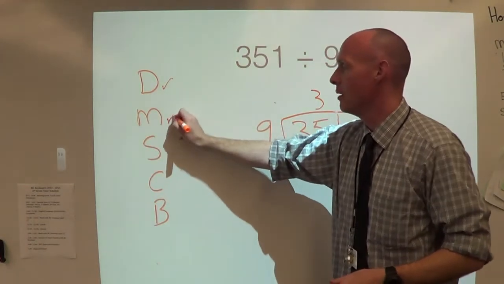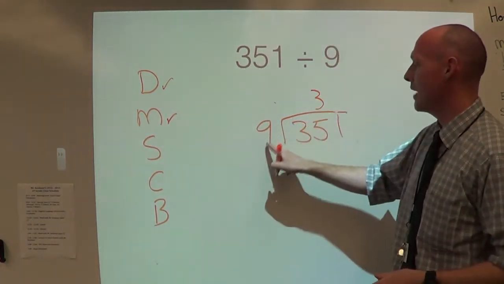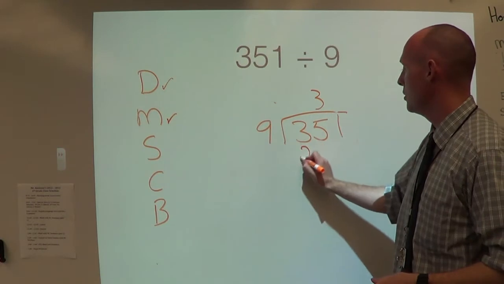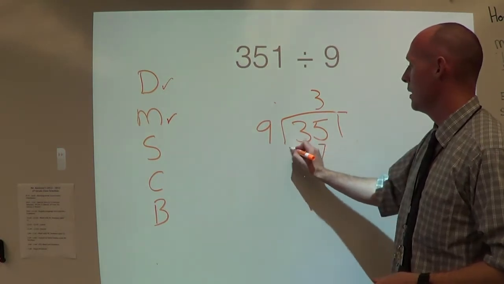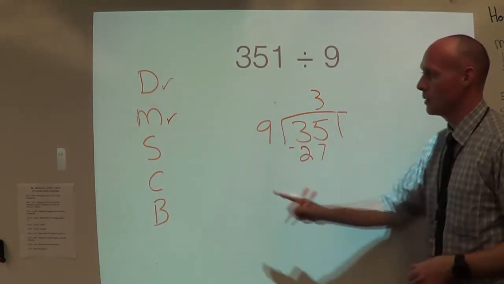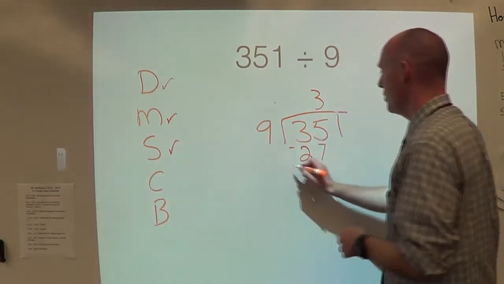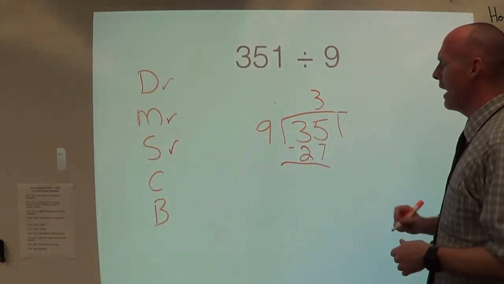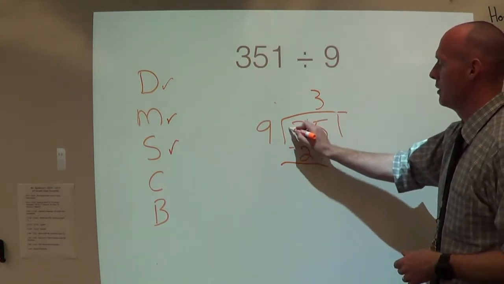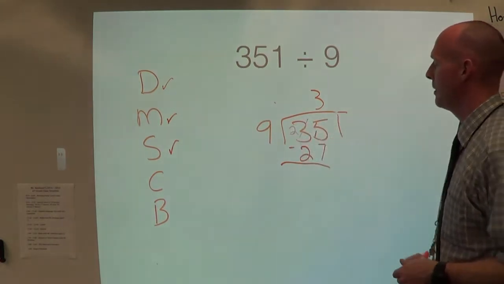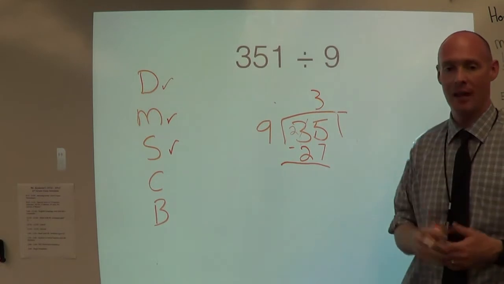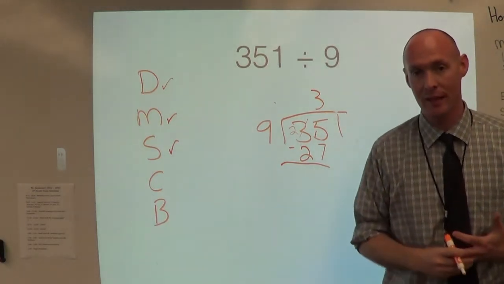Next step, multiply. 3 times 9 is 27. Let's subtract. How do I know? Because S is my next step. So let's subtract. 35 minus 7. That becomes a 2. That becomes a 15. So now 7 minus 15 is 8.